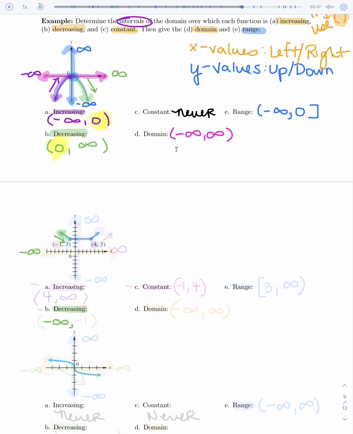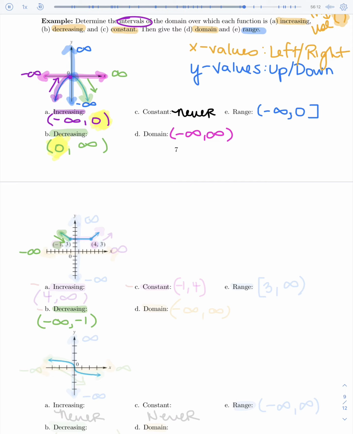Well, our point here is at negative 1, 3. So do I use the negative 1 or do I use the 3? Well, remember, I'm reading my graph from left to right most times. So left to right means x value. So I'm going to use the negative 1. So it's going to be decreasing all the way up to negative 1. Remember, no matter what, infinities use parentheses, and because we're doing increasing, decreasing, and constant, we're always going to use open intervals, which means we're always going to use parentheses.